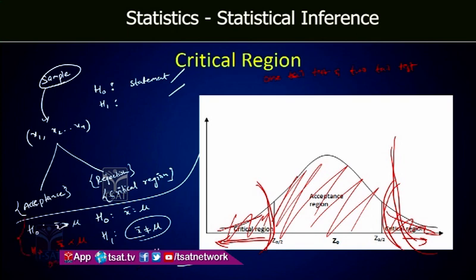We are considering only one tail of the graph. See, this is one tail test and it is two tail test.